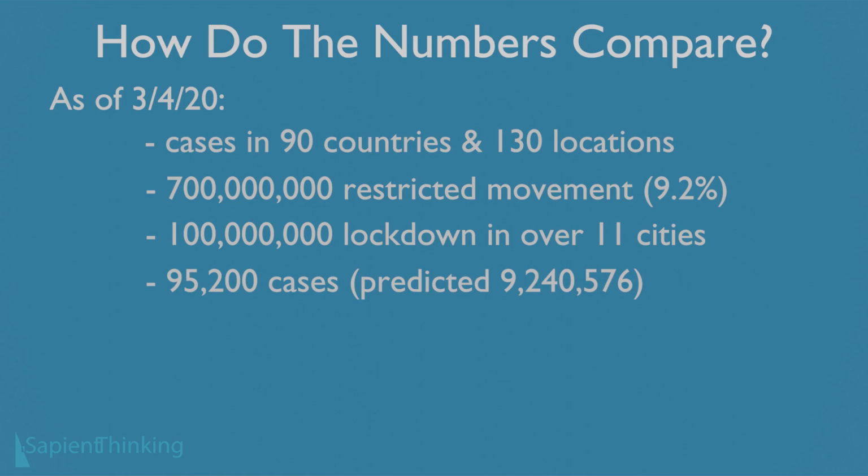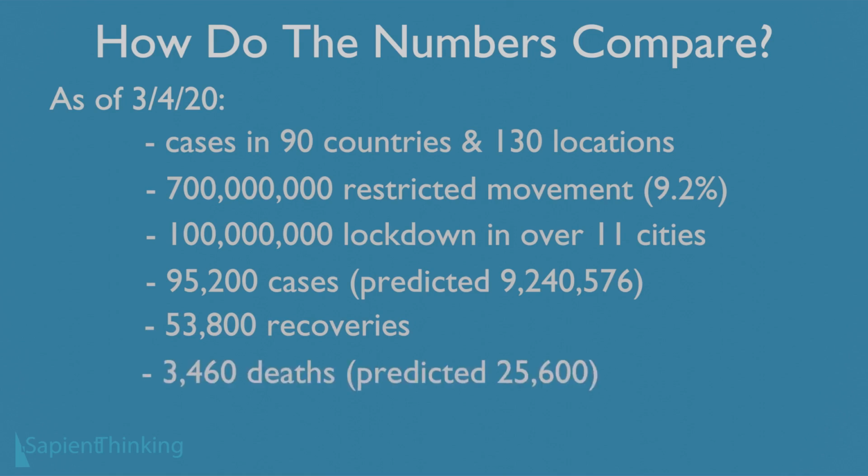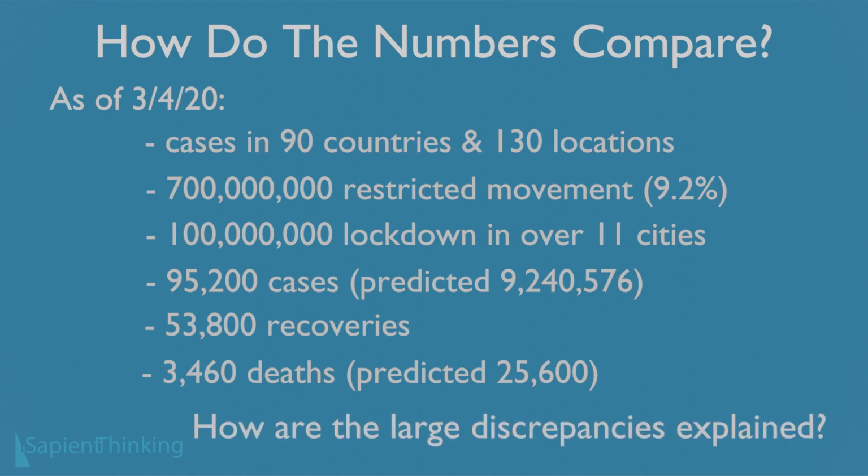95,200 cases of COVID-19 had been identified, which compared to the predicted model of 9,240,576. 53,800 cases of recovery had been documented, and 3,460 deaths identified, which compared to our predicted model of 25,600. How can these apparently large discrepancies between our predictive models based on doubling times be reconciled with the actual cases reported?